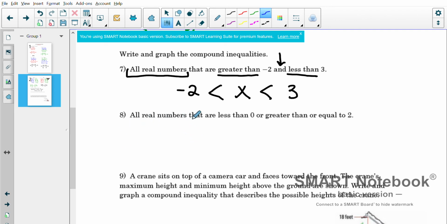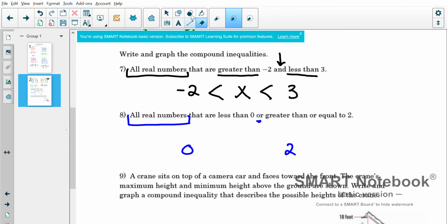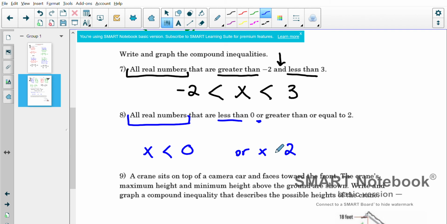All right, so all real numbers are less than 0 or, keyword here, greater than or equal to 2. So our limits are 0 and 2. All real numbers again, those are unknowns. Not going to go in the middle this time because we have or. Or means we're going to have two separate inequalities. So x has to be less than 0, so closed side faces x, or greater than or equal to 2. So open side, equal to. There is our compound inequality with an or statement.